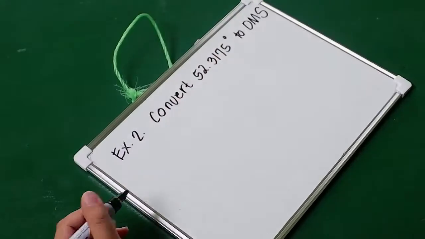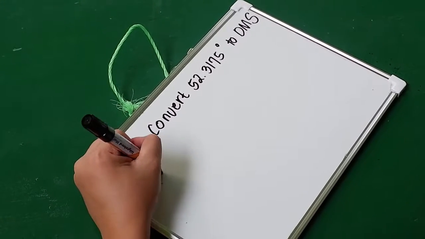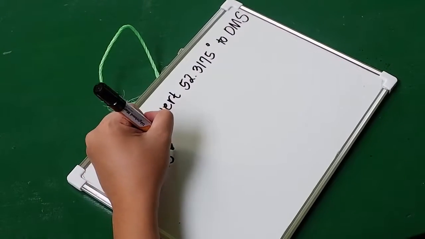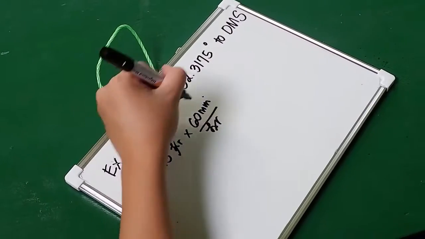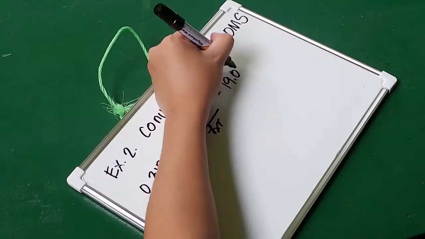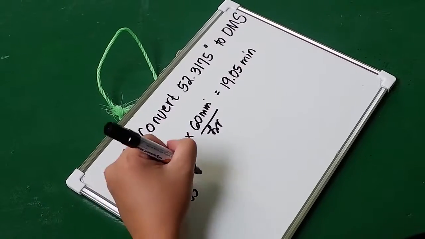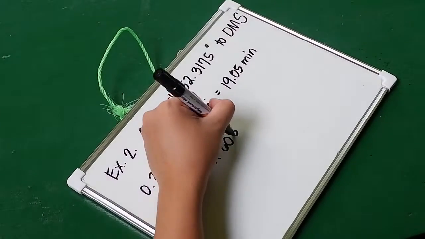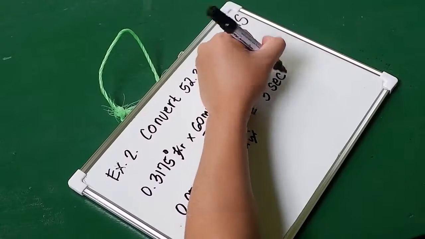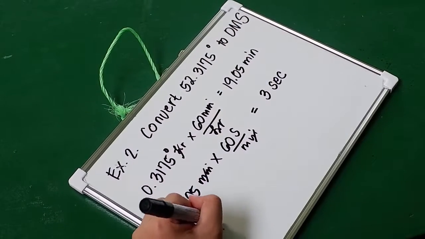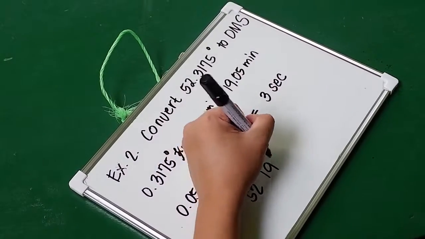Just like what we've done previously, get the whole number for degrees, then what's remaining here is 0.3175. So 0.3175 times 60 minutes in 1 hour, and then we could get 19.05 minutes, and then get the whole number for minutes. So what's remaining is 0.05, and then multiply it by 60 seconds in 1 minute, equivalent to 3 seconds. Final answer here is 62 degrees, 19 minutes, 3 seconds.